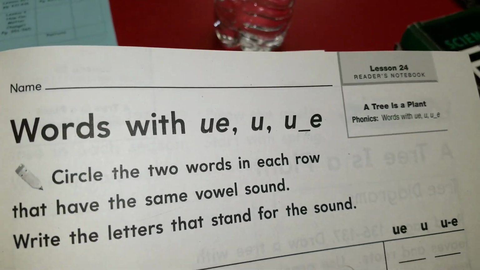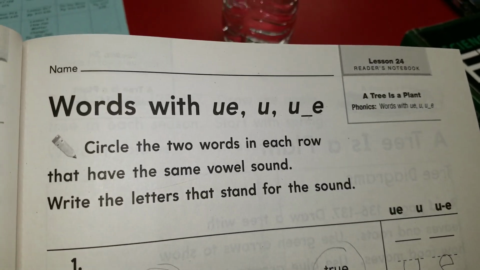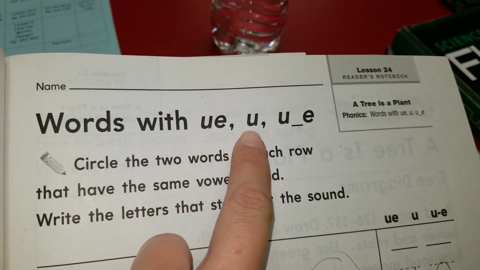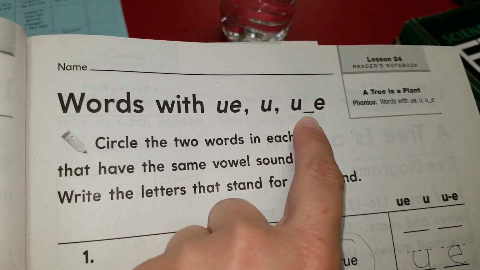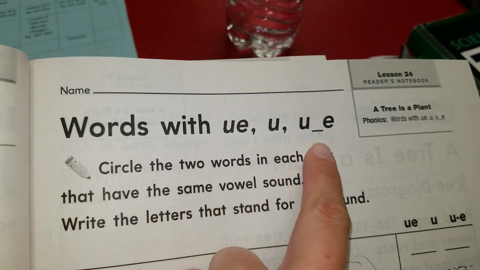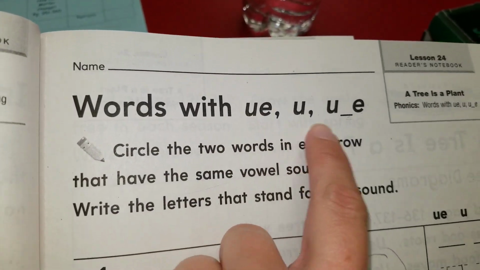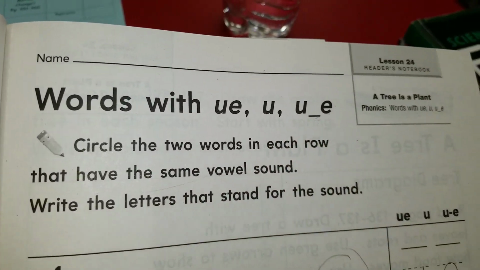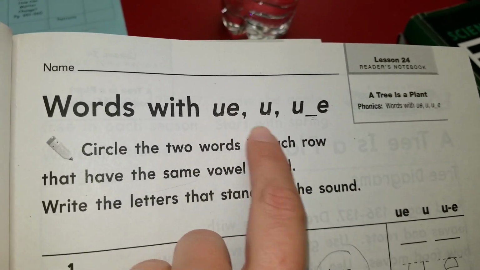Boys and girls, we're gonna do our last page for today, Tuesday. We're gonna work with words with UE, U, and U consonant E. All of these vowels or vowel digraph, they have something in common. All of them say ooh, ooh, ooh. Some of them say it because of the silent E.